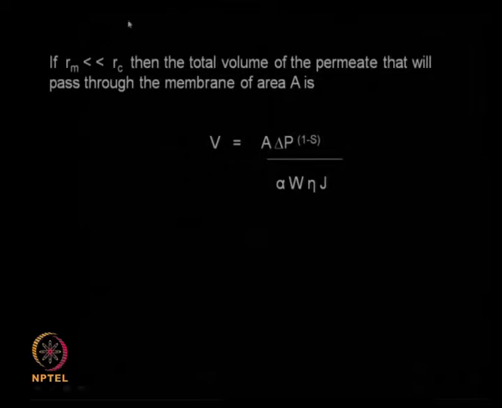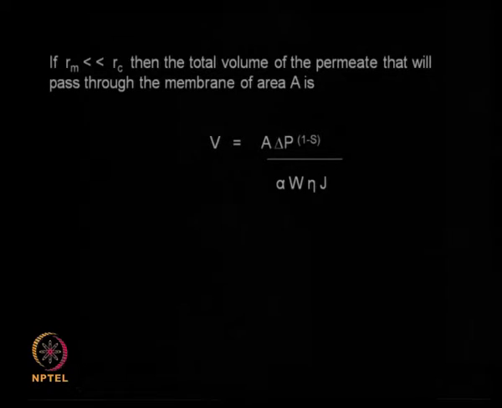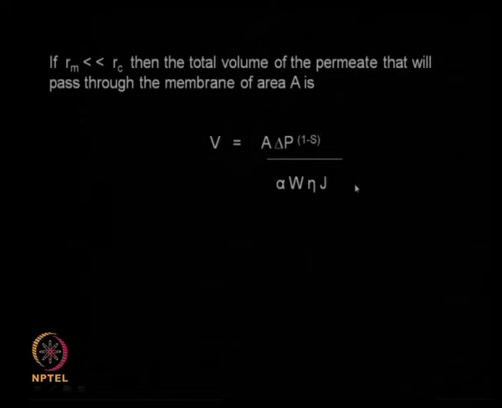Now if the resistance offered by the membrane material is very small, you get a very simple equation that will give you the volume that is getting permeated, or that will pass through the membrane area, given by this formula. So this is again like our old filtration equation. This is the governing equation which determines the permeate flow.